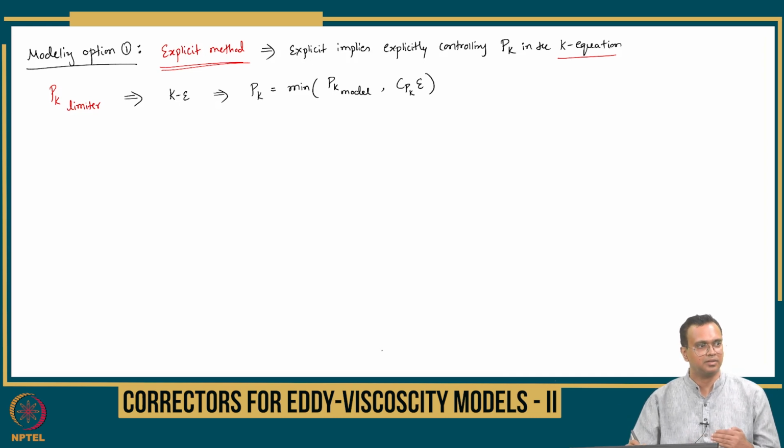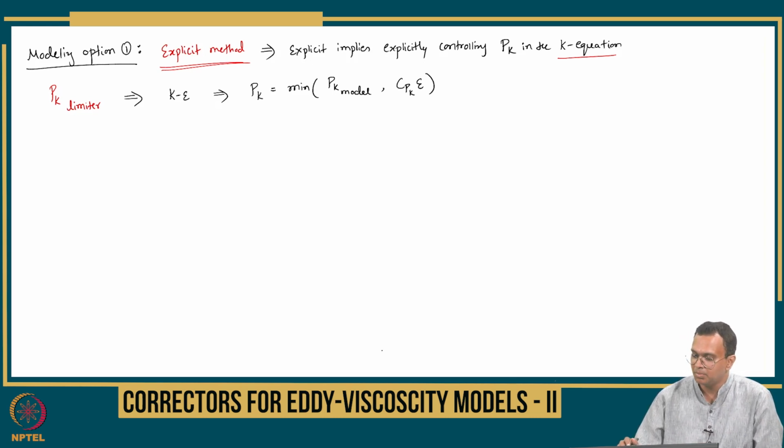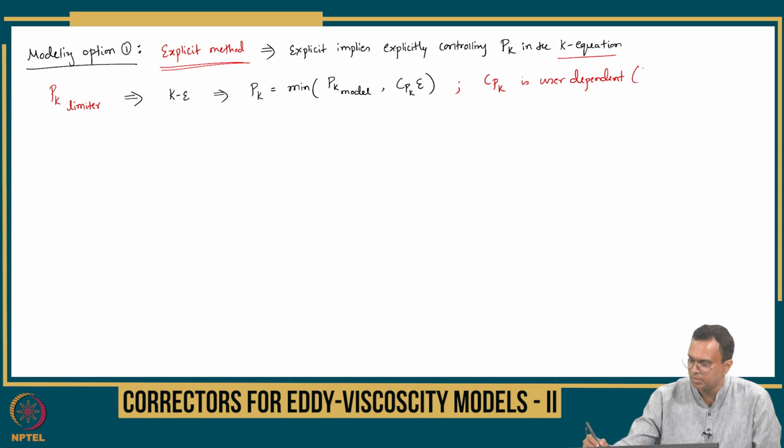So your production rates are becoming very large because of large irrotational strain, but I will transfer this to the dissipation rate, so that there is a balance between the pk and epsilon. So I am going to take the minimum of these two, pk being set, let us say, some coefficient times epsilon, but the c_pk requires some optimization. So it is a user dependent value, that is a downside here. Okay, so the downside is that c_pk is user dependent.